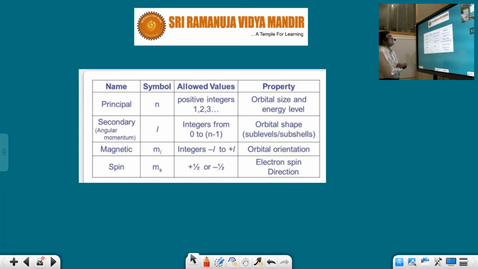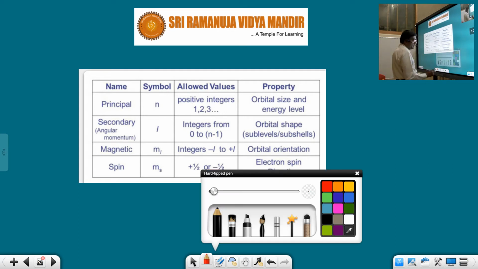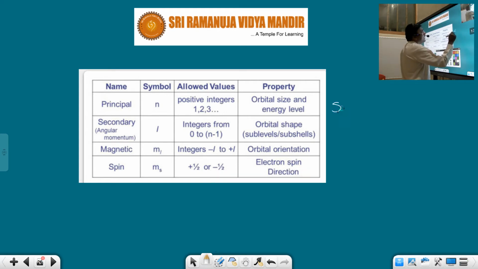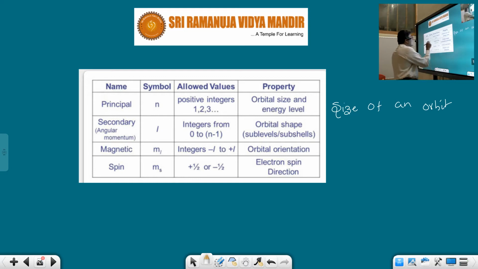So, what does the principal quantum number signify? You are aware, the principal quantum number signifies the size of the orbit. Size of an orbit. Agreed.